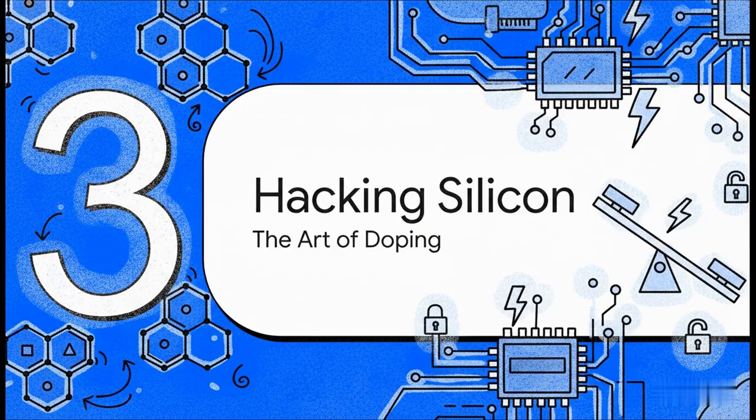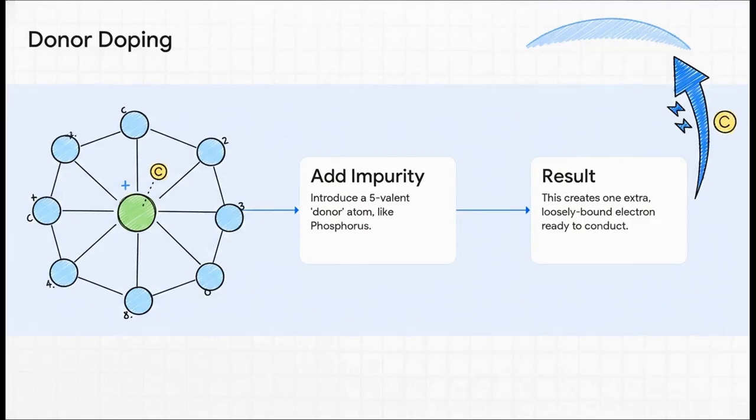Okay, a pure semiconductor is balanced and all, but honestly, it's not very useful for building computers. To get real control, we have to intentionally break that balance. We need to hack the silicon, and the way we do that is through a process called doping. Let's walk through how this hack works.